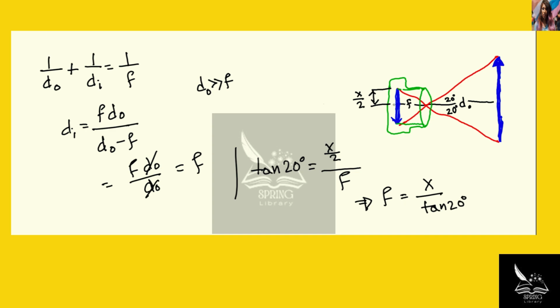Right. So now in part A, the image distance is given as 36 millimeters. So f is equal to 36 millimeters divided by 2 tan 20 degrees. That's equal to 49 millimeters. So that's the focal length for a 36 millimeter image.